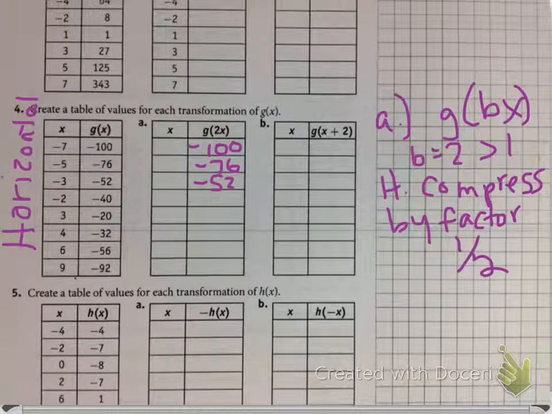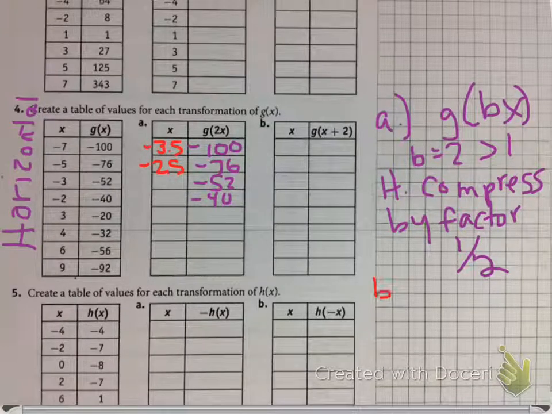All right, so our y's are going to be the same, but to get to the same height, we're using half of the x value. So it's going to take -3.5 to get to -100, because -3.5 times 2 gives me the -7, and then it's going to be -2.5, and so on to complete the table.